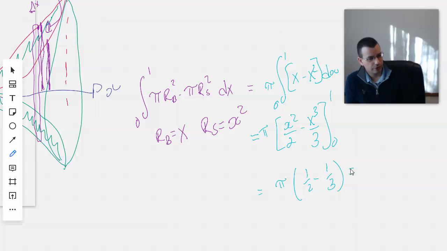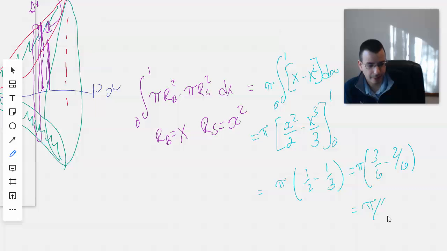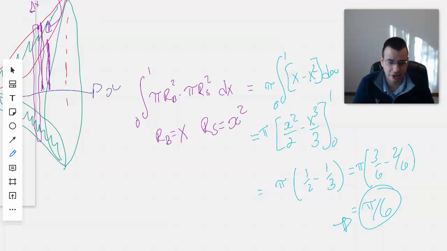What does this equal? Should I know this? Maybe I do know this. Okay. We'll convert everything to 6's. So pi, 3 over 6 minus 2 over 6 equals pi over 6. Okay. Huzzah. I think that is correct.